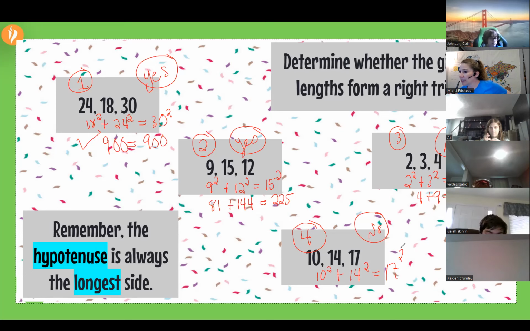I couldn't tell. Isaiah, were you raising your hand? Kind of. All right, that's okay. So basically what we need to know, I hate all these speckles on this page.